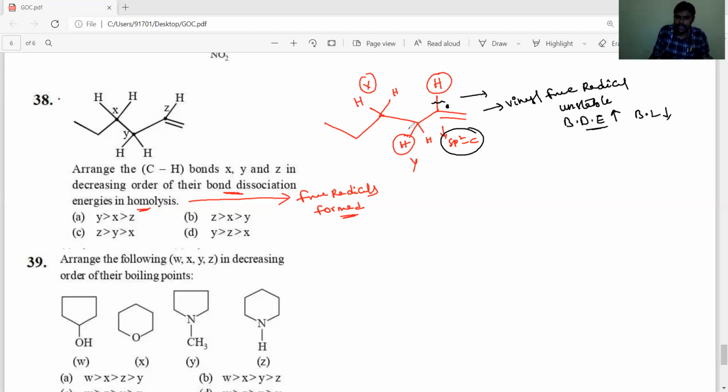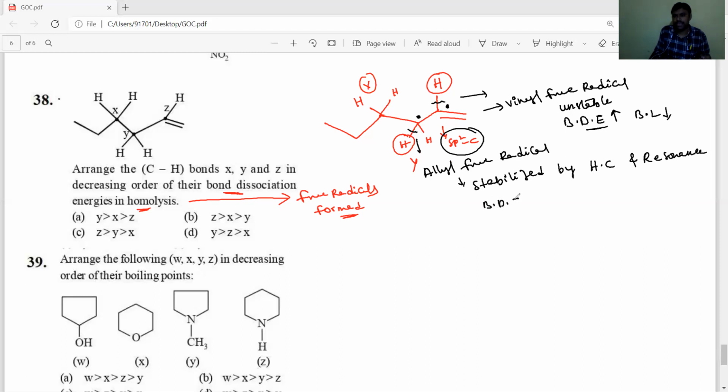Next, if you are breaking this, then getting free radical, this free radical is attached to sp3 carbon. This sp3 carbon containing free radical is attached to sp2 carbon. It is nothing but allyl free radical. This is stabilized by hyperconjugation and resonance. So that's why its bond dissociation energy is very low.